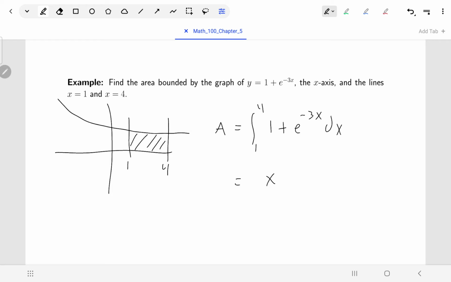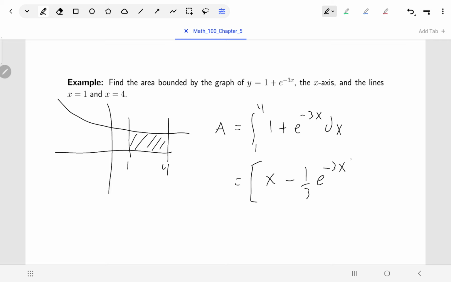For e to the minus 3x, if you needed to do a substitution, I suppose you could let u be minus 3x, and you know that du would be minus 3dx, and then the minus 3 would have to be brought over. You can rationalize without too much effort that an antiderivative for e to the minus 3x should be minus a third e to the minus 3x. And that's because if we differentiated this, the minus 3 would come down, canceling out the minus 1/3.